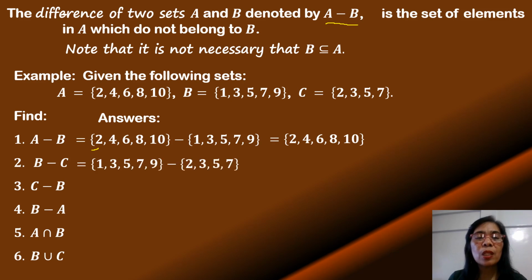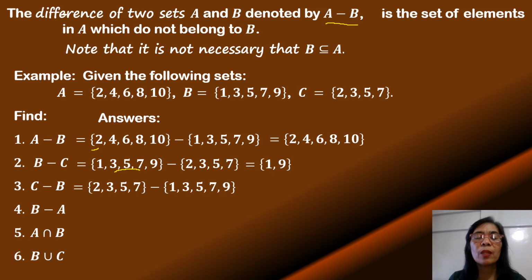B minus C is, we have set B, whose elements are 1, 3, 5, 7, and 9, minus set C, whose elements are 2, 3, 5, and 7. So we're going to subtract from the first set the elements which are found in the second set. So 1, 3, 5, and 7 are found in the second set. And so therefore, the difference will now be the set containing the elements 1 and 9.